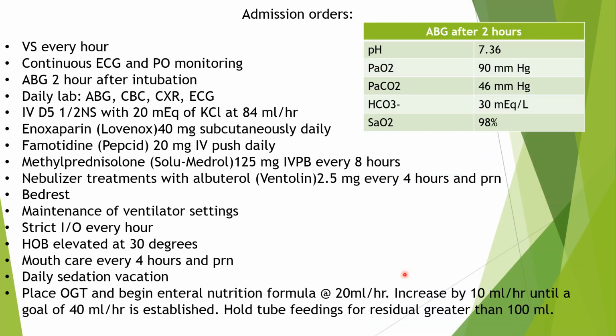So you need to know about the ABG which has been taken for this particular patient after 2 hours. So after 2 hours, if you are looking at the ABG analysis, you can see that the pH is in normal range, partial pressure of oxygen, carbon dioxide, bicarbonate, and the saturation. Everything has come to a normal range for this patient.